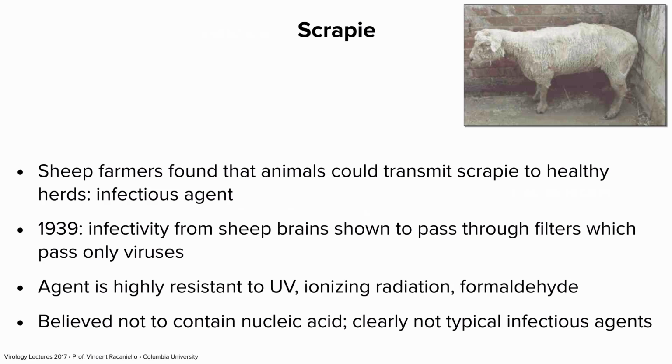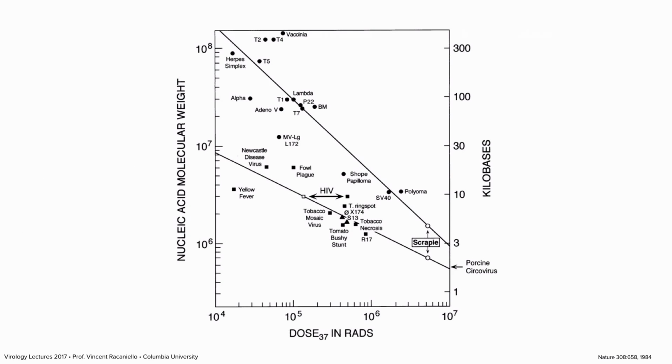First of all, it was highly resistant to UV inactivation, more so than any virus that had ever been seen. It was resistant to ionizing radiation. It was resistant to formaldehyde. And finally, nobody could find any nucleic acid in it. And this debate went on for years. People were saying, oh, you don't know how to purify Scrapie. You're losing the nucleic acid. There has to be some nucleic acid in it. And this went on and on, until it was eventually shown to be a protein by other ways, which I'll tell you about in a moment.